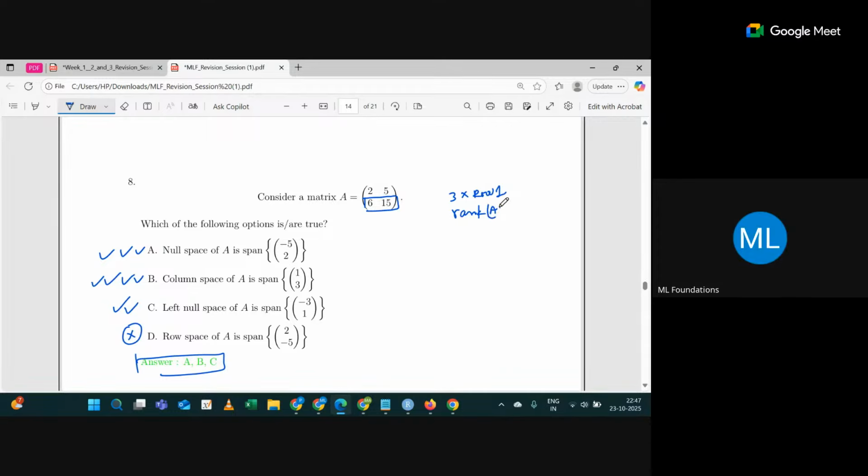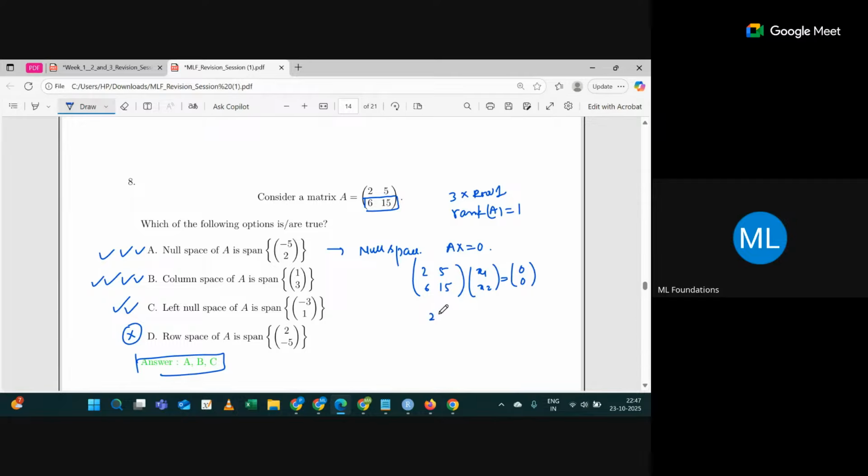So rank of A is 1. Okay, 1. Now, for the null space, what do we have to do? We have to solve Ax equal to 0. Right. So if you see, what is the case here? If you see 2, 5, 6, 15. So this will be, let's say, x1, x2 equal to 0, comma 0.